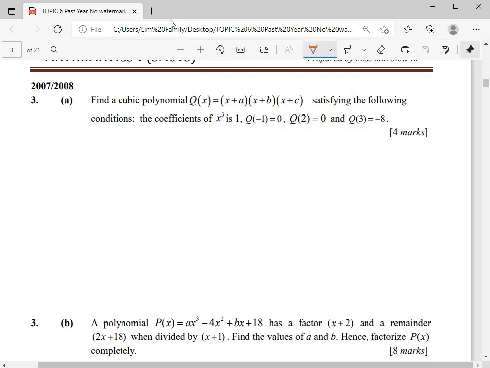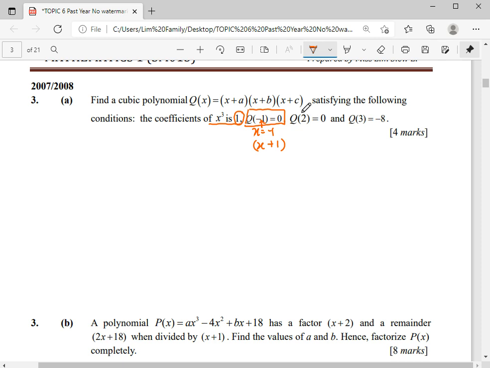So the information given here is the first one, coefficient of x cubed is 1. So this is our first information. Means that when we expand it, the x cubed here will only have a value of 1. And then Q(-1) equals 0. This means when x equals negative 1, it doesn't have any remainder. The polynomial gives us 0. So x + 1 is one of its factors.